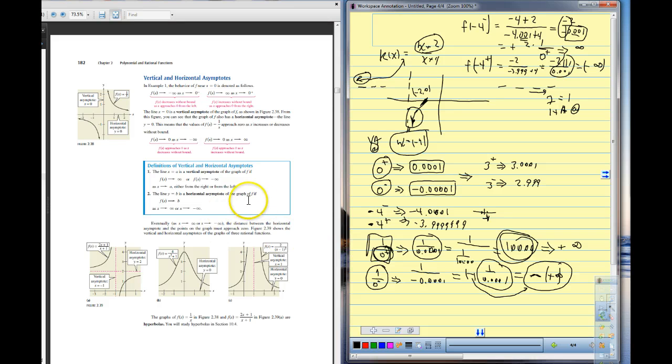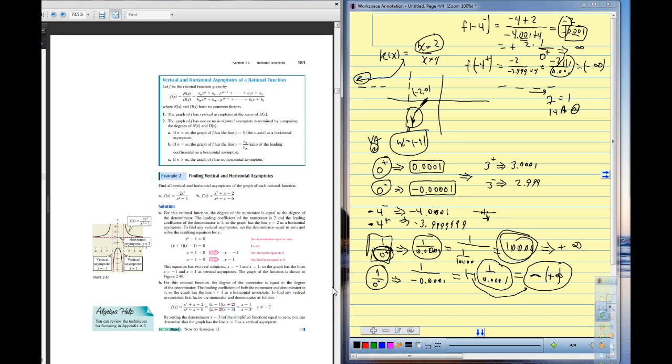Now, if you follow your book, let's go to the next page. The book talks about these different curves and the asymptotes and the horizontal asymptotes. I want to see if they're going to talk about these rules here on page 183. You want to study those rules, and we'll end up with those rules.